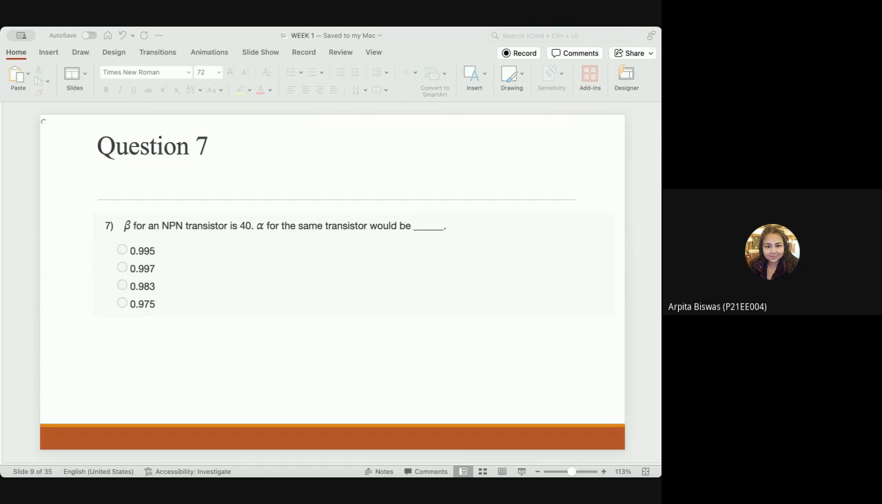So can you solve this question? Beta for an NPN transistor is 40. Alpha for the same transistor would be: first option is 0.995, second 0.997, third option is 0.983, and option D is 0.975. At first, tell me what is the relation between beta and alpha? Alpha is equal to beta divided by 1 plus beta. Okay. And so what is the answer value? The last option, ma'am. Any of you? 0.975.